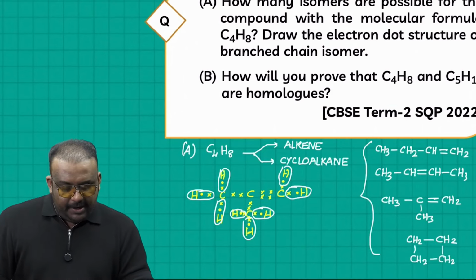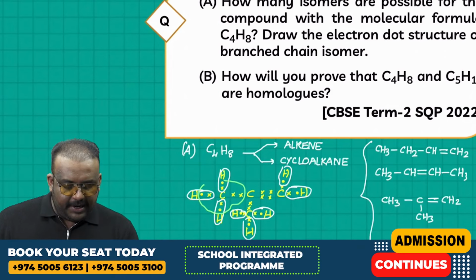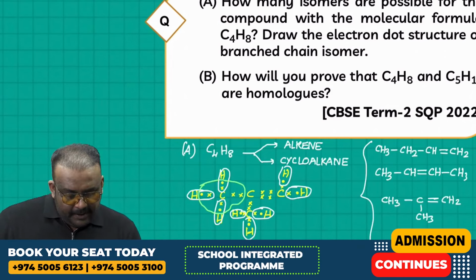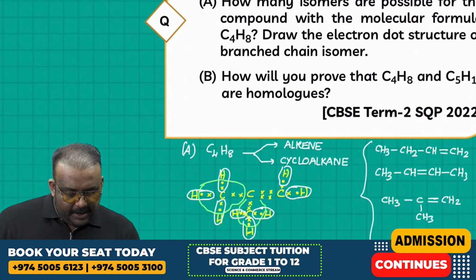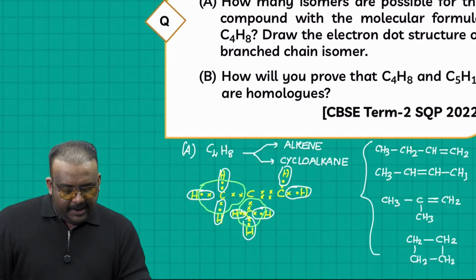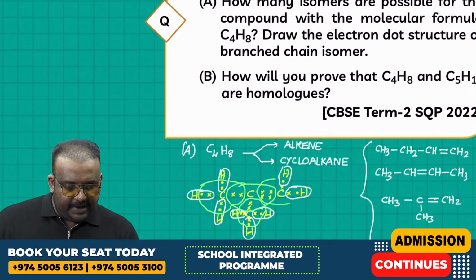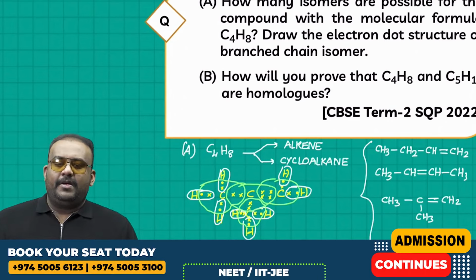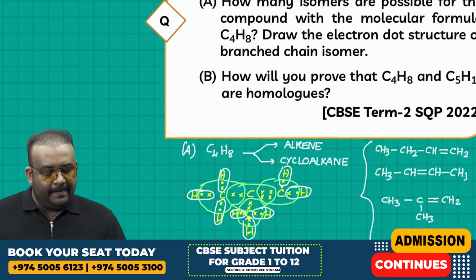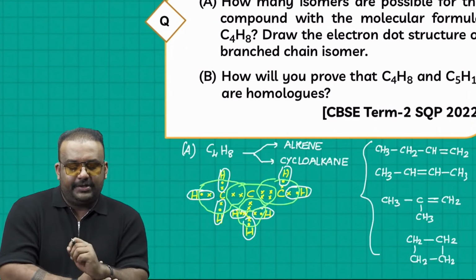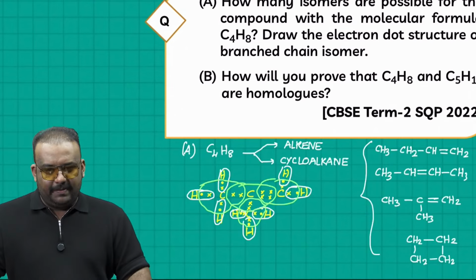Now looking at carbon, every carbon must have 8 electrons. Look at this carbon, here I have 8 electrons. Look at the next carbon, it again has 8 electrons. Then here, 8 electrons. So all the carbon atoms must have 8 electrons in total. That is the condition for an octet, right? Yes. So this is the electron dot structure of the branched chain isomer.